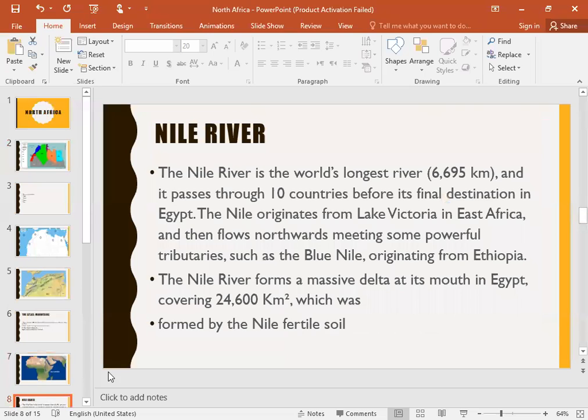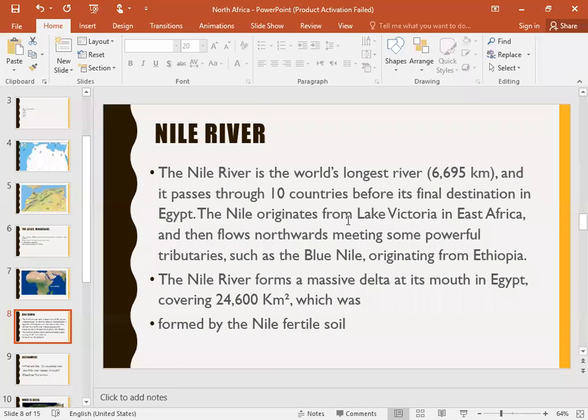Okay, then we have talked about the most important body of water in North Africa, which is the Nile River. We said that the Nile River is the longest river. It passes through 10 countries. Who can tell me what are the 10 countries?